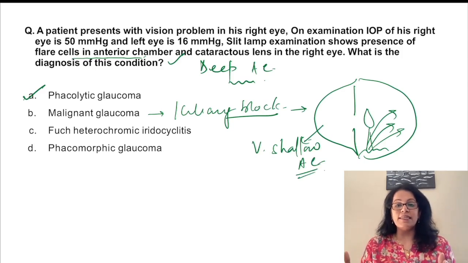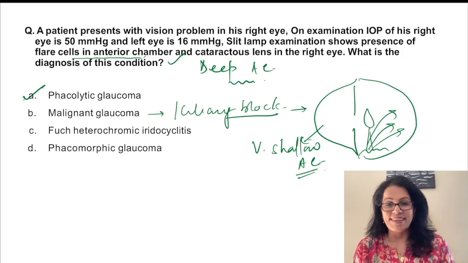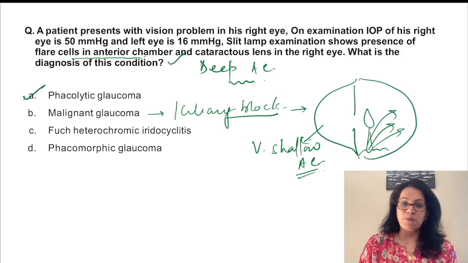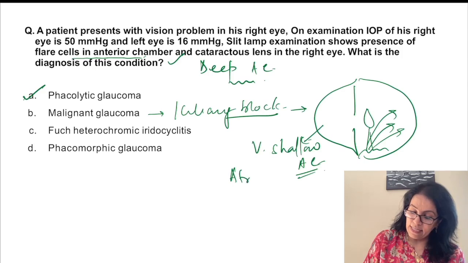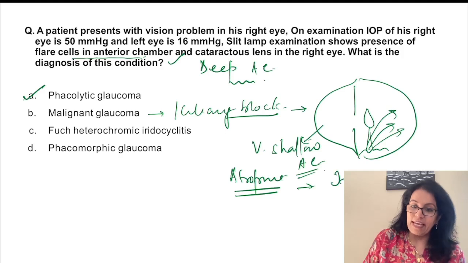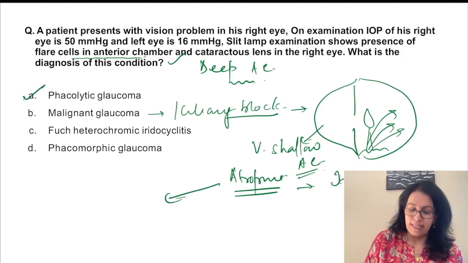Why do you call it malignant? It doesn't respond to usual treatment. And how do we treat it? We are giving atropine, which dilates the pupil. So therefore, we also call it inverse glaucoma.